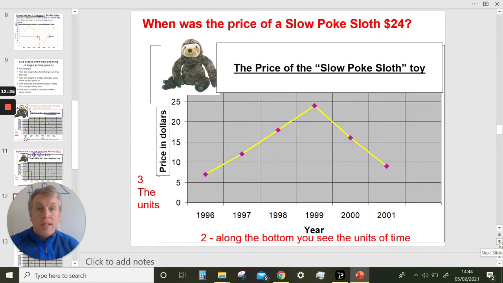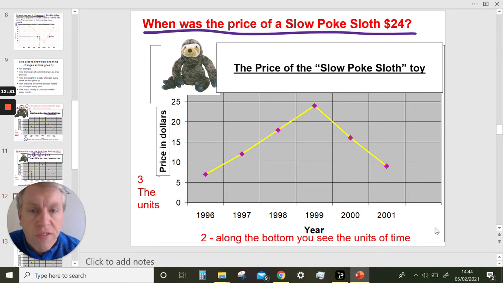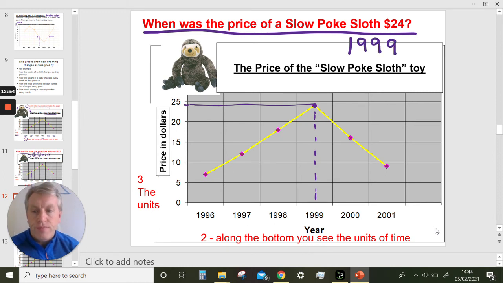When was the price of a slowpoke sloth $24? Now we know we're looking for 24. So 24, just a little bit less than 25. So we're going to go across. Aha, right. There's the data point. We go down. That was in 1999. Okay.